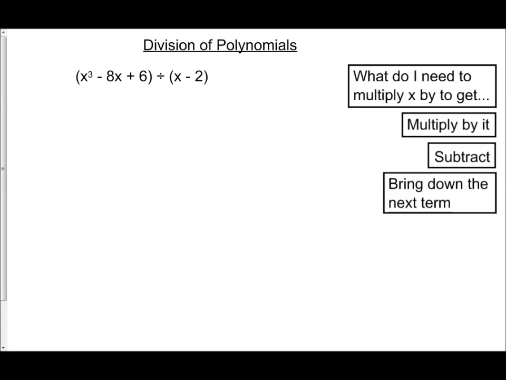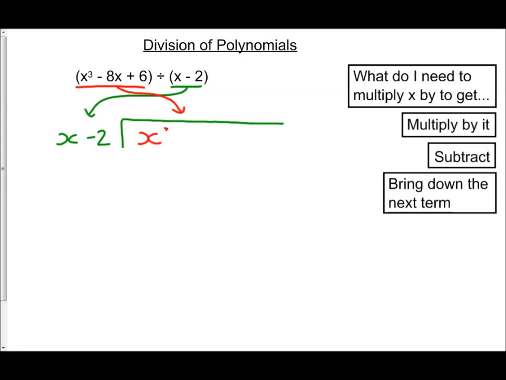Hello! Today we're going to have a look at dividing a polynomial by a linear bracket. How I'm going to do that is I'm going to set it out like I would set out a long division sum. So I'm going to write a divide and I'm going to put the thing I'm dividing by at the start. So I'm going to write x minus 2 and I'm going to put the thing I'm dividing under my division. So I'm going to say x cubed.